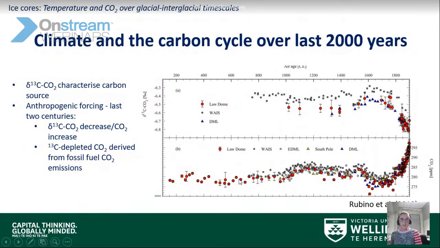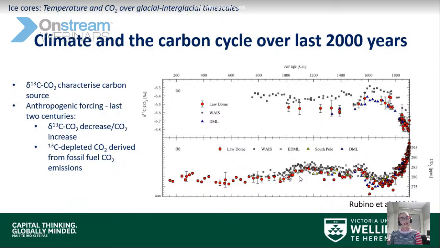This bottom graph, you can see all of the CO2 measurements from ice cores over the last 2,000 years. So there are 5 different ice cores here that span all of Antarctica. But we don't fully understand how the climate and carbon cycle work over the last 2,000 years. But one way to help us, we can characterize the carbon source.